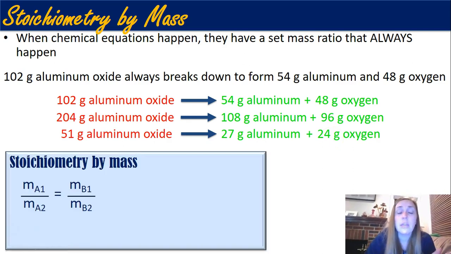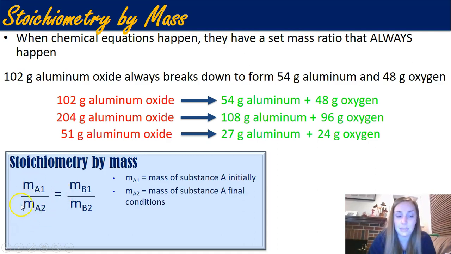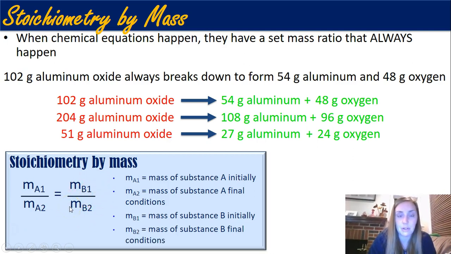So here's the equation you want to know. Stoichiometry by mass. Mass of A1. A is just talking about which substance, and the 1 refers to initially. So my initial mass of some substance, and then my final mass of that substance. Notice I have the same thing on both sides. Then B is just saying another substance in the equation. So my initial mass of some other substance and my final mass of that other substance.